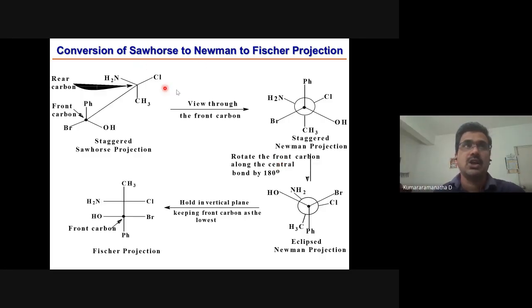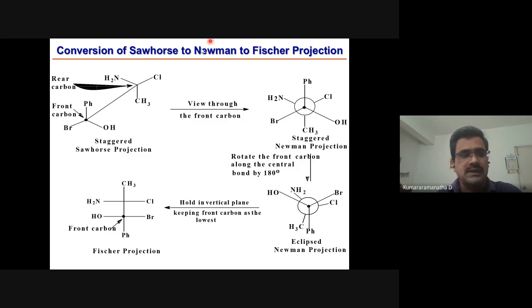Sawhorse projection, Newman projection, and Fisher projection. And yesterday we also looked at butane conformations like anti and gauche, and at the same time eclipsed kinds of conformations we have seen for butane. That is a very important question, as I told you earlier. There are also some simple strategies where you can do an interconversion from Sawhorse to Newman or to Fisher projection.